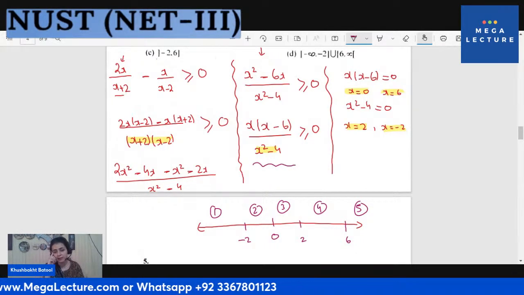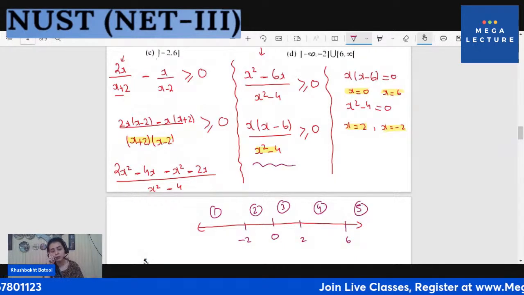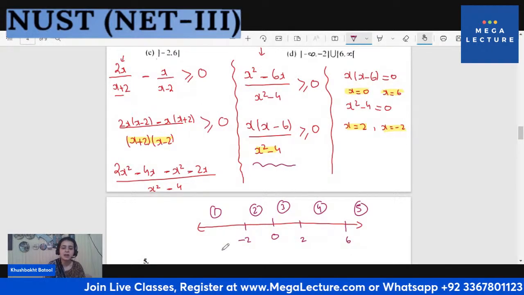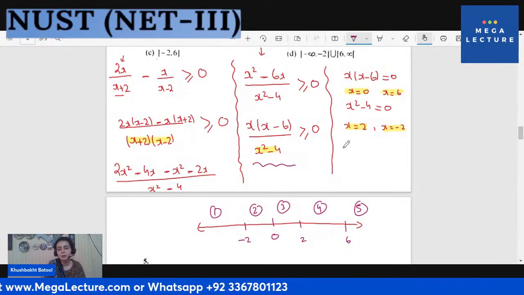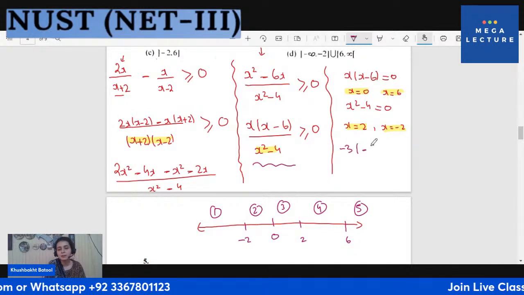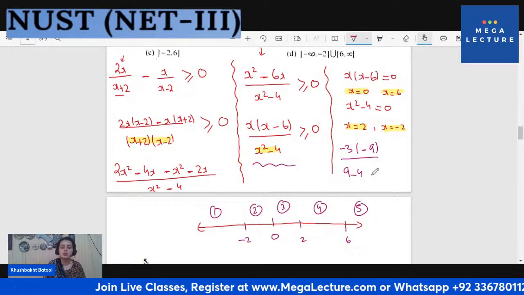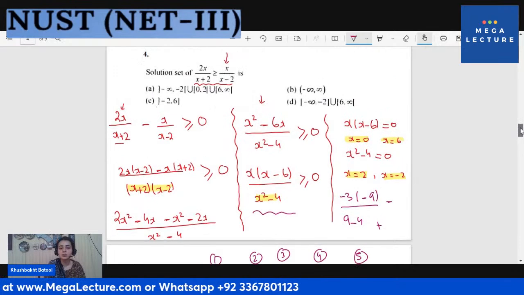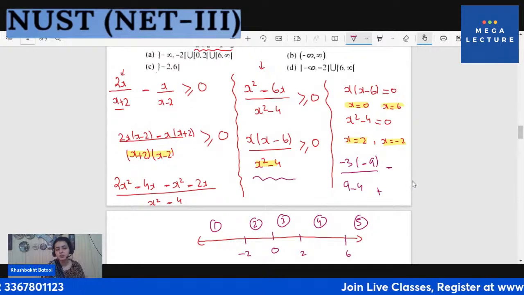How would this inequality be satisfied? This inequality would be satisfied if both the numerator and denominator are negative, or if both the numerator and denominator are positive. Okay, let's pick up a value less than -2. Let's say I pick up -3. If I have -3 here, what would happen? It would become -3 and then -9. The denominator would be 9 minus 4, positive, and the numerator negative, and in total this would give me a negative answer, which cannot be the case.